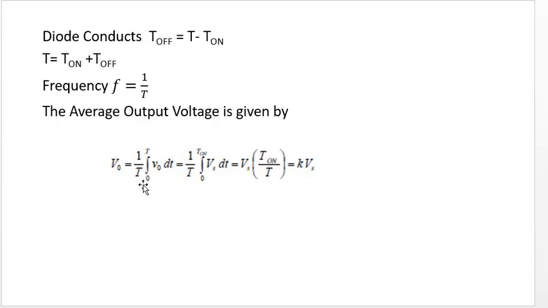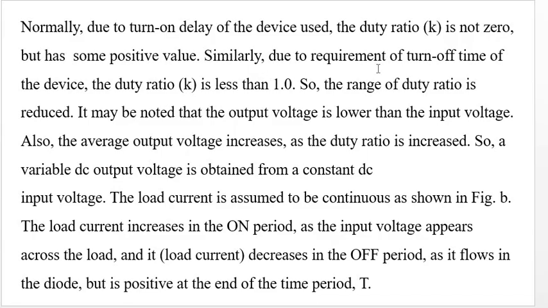The average output voltage is given by integrating the output voltage with respect to t. So V naught is equal to 1 by T into the integral from 0 to T on of V naught dt. V naught is equal to Vs, so V naught is replaced by Vs. The duration is 0 to T on. Substituting this value, we get T on by T, that is K, so V naught is equal to K into Vs. Here K is a positive value. The ratio K is not equal to 0; it is any positive value which is always less than 1.